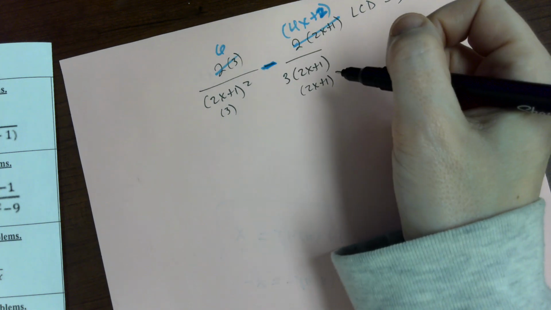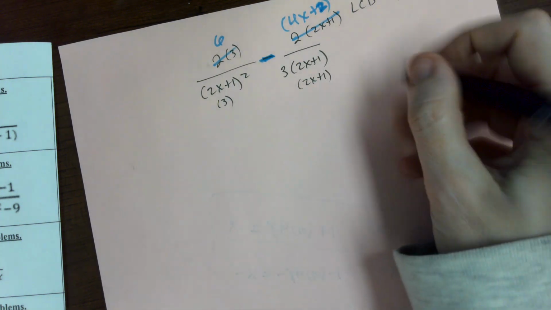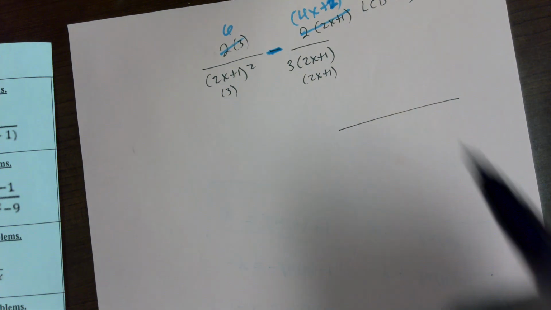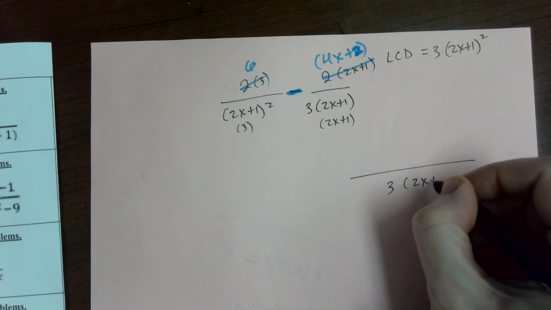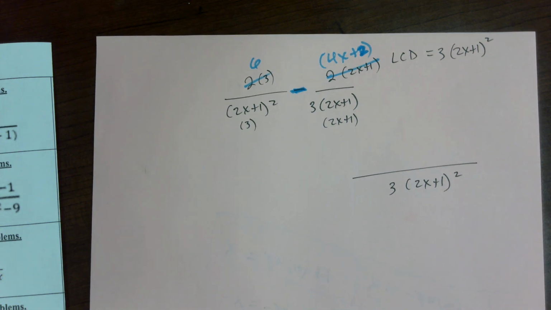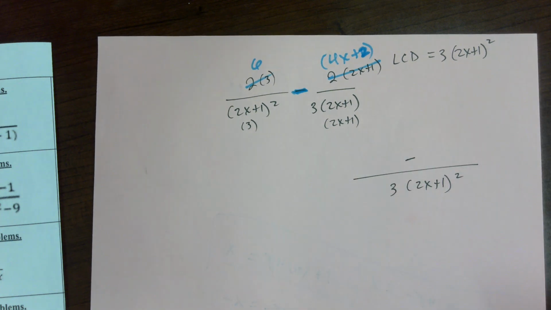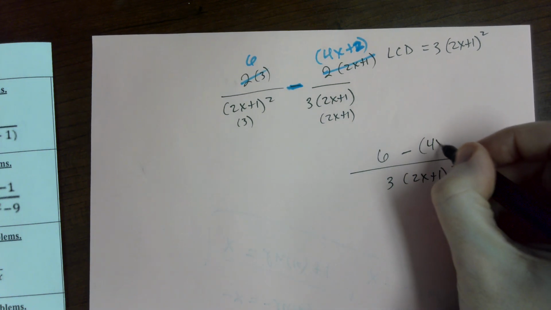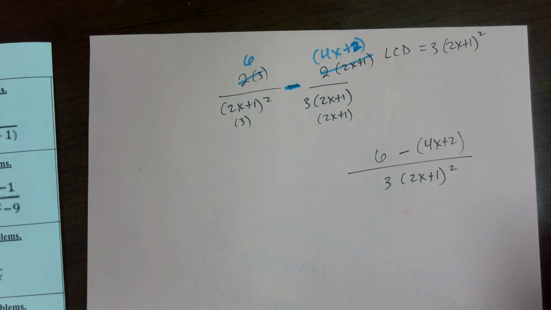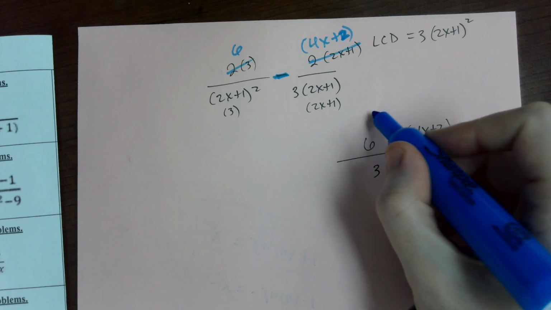Okay, so now I have common denominators. Right, those are both the same, so I can make one big fraction. The denominator will be the LCD. That's why we got the LCD. Okay, and now up top, I've got a minus in the middle, and I've got a 6 over here, and I've got a 4x plus 2. So now I have to distribute that negative.